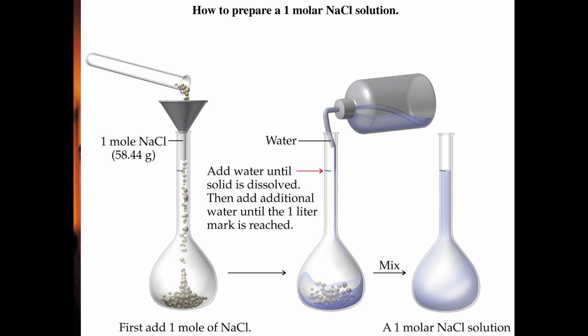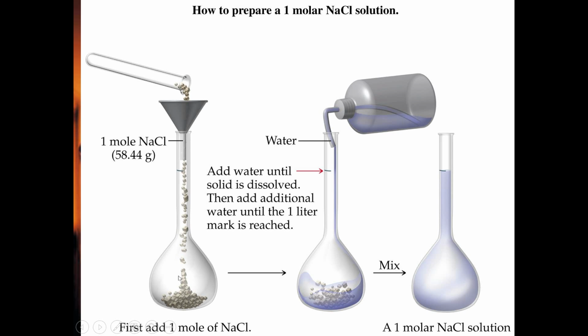You'd find the mass of Na, 22.990. You'd add it to the mass of chlorine, 35.453. Those are numbers from the periodic table, and you get 58.44 grams. So you're going to measure that out using your balance and then add it into the volumetric flask.